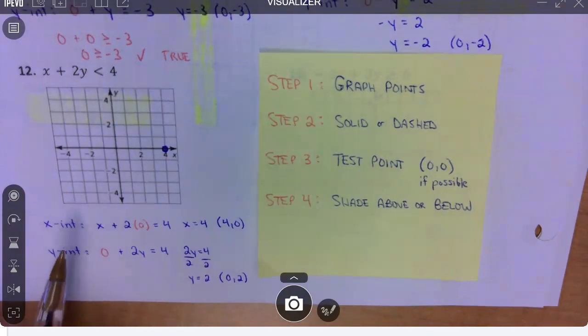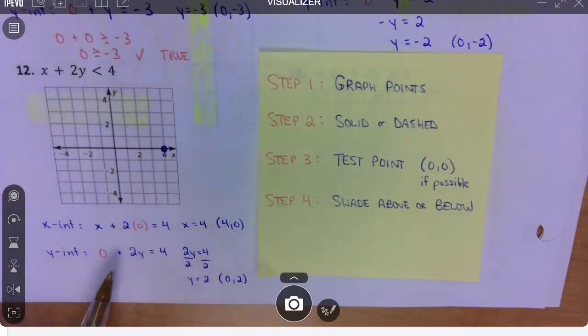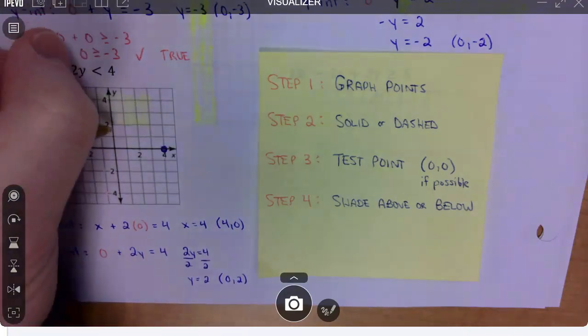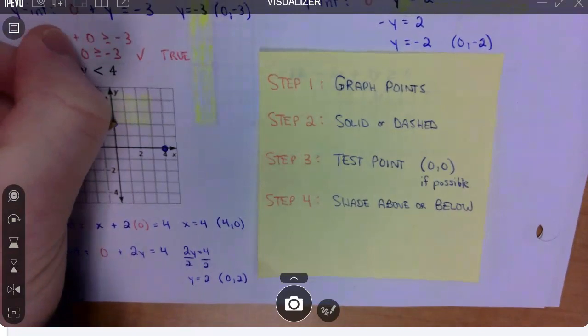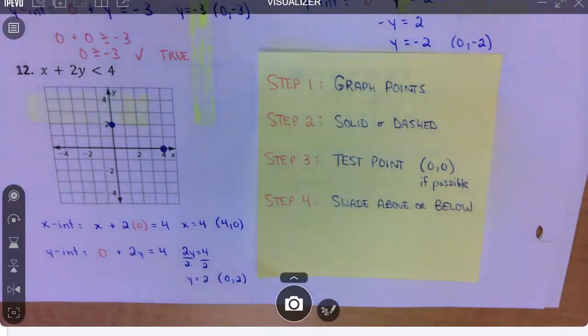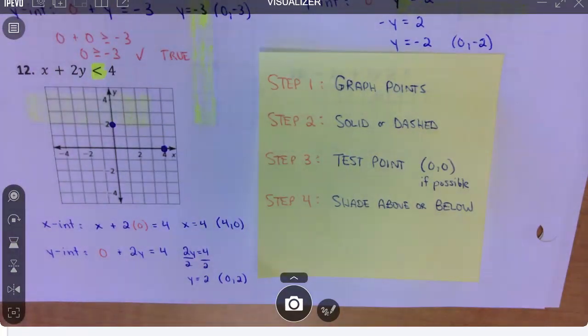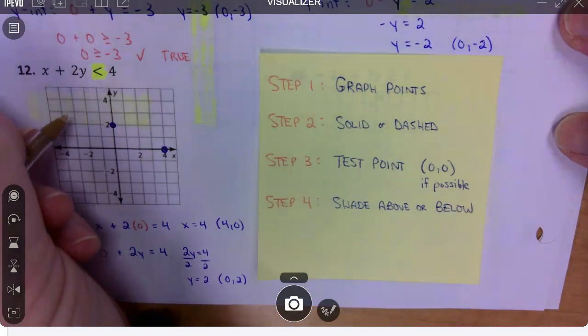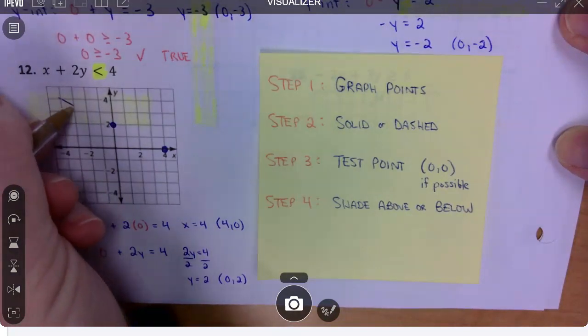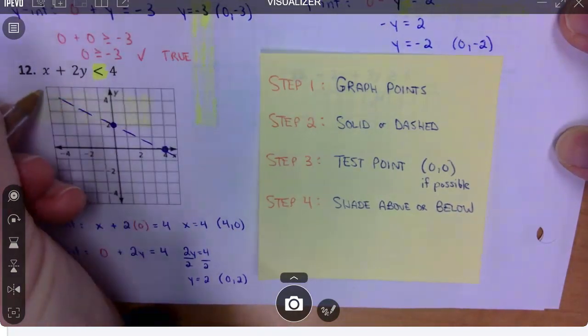And then when I find my y-intercept, I make the x value 0. 2y equals 4. We'll divide by 2 on each side. Y equals 2. That gives me the y-intercept of 0, 2, which is that point right there. Based on my original inequality symbol, which was only less than, did not include the equal part, that lets me know that this is going to be a dashed line. And we're going to be approximately right there.